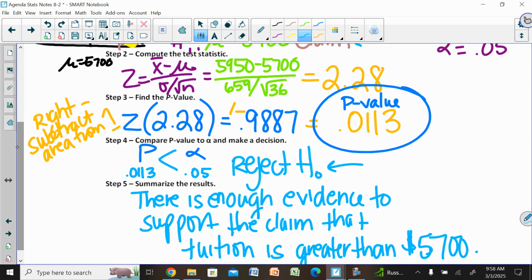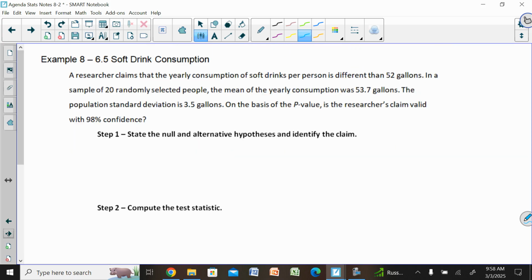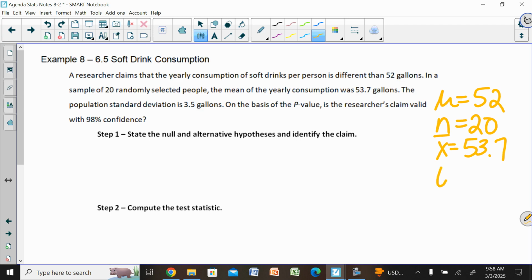I think let's hustle through the last one because it's a two-tailed. A researcher claims that yearly consumption of soft drinks per person is different than 52 gallons. In a sample of 20 randomly selected people, the mean of their yearly consumption was 53.7 gallons. The population standard deviation is 3.5 gallons. On the basis of the p-value, is the researcher's claim valid at 98% confidence, which means that my alpha is 0.02, right? 1 minus 0.98.